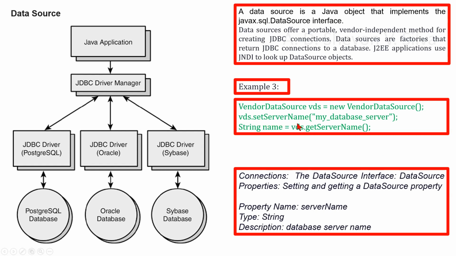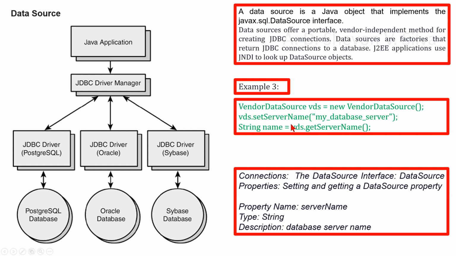These properties typically are initialized when the data source object is deployed, as in the code example here, in which the data source object implements the DataSource interface. Here you can see getting and setting a data source property.